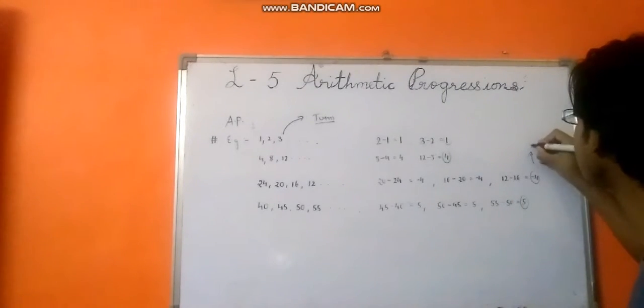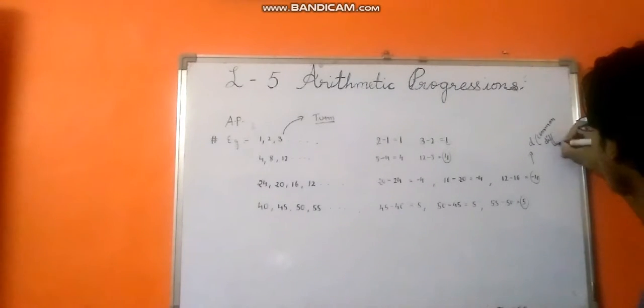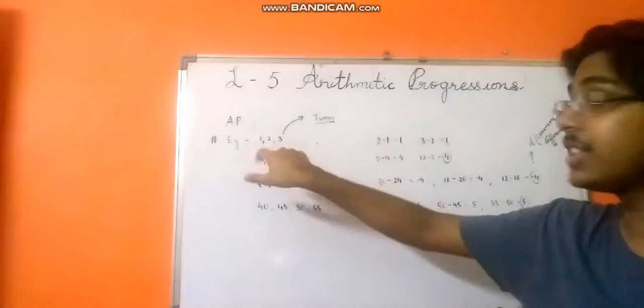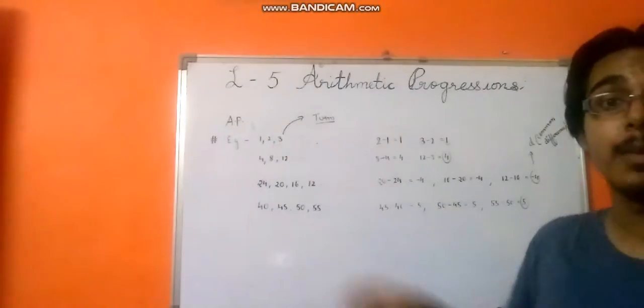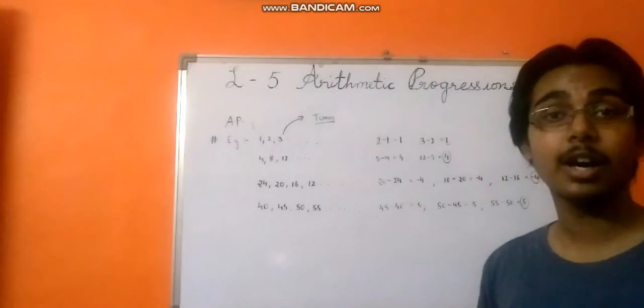You denote it with a small d, and it is known as the common difference. Now we understood that in a particular series, this is the first term, this is the second term, this is the third term, and you can have nth number of terms. So how do we denote them in the form of an AP?